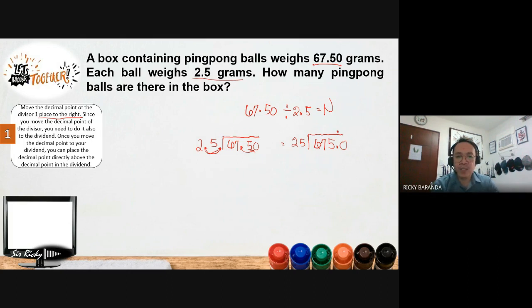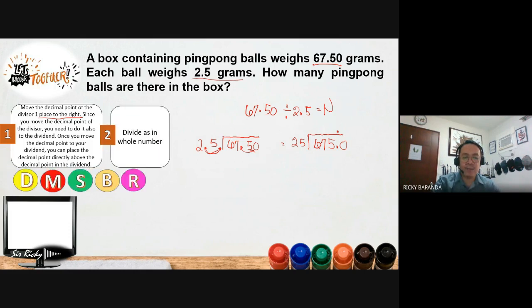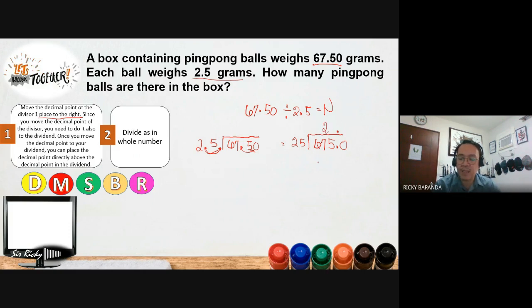Okay. So, this time, we can now divide them as like a whole number using the 5 steps, DMSBR. So, 67 divided by 25 is 2. Okay? So, 2 times 25 is 50. Sana sinusundan nyo si Sir pagsagot. 67 minus 50 equals 17. Then bring down 5, 175. 175 divided by 25 is equal to 7. 7 times 25 is 175. Then subtract, 0. Okay. May natitira pa doon na 0 siya, di ba?